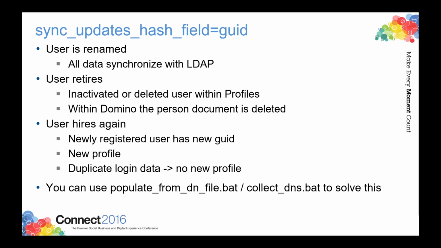But then you can use populate from the DN file: put the DN of the user in the collect DNs file, run populate, and this will update the GUID value within the database. That's the easiest step here. I like the GUID value within the sync updates hash field.